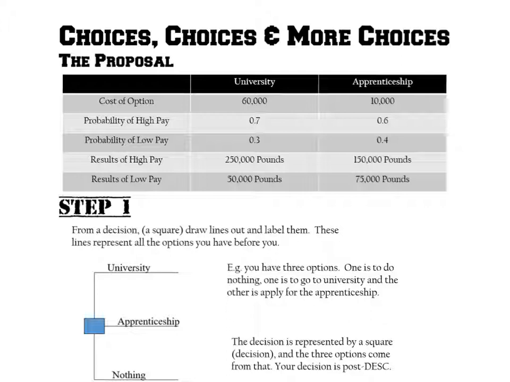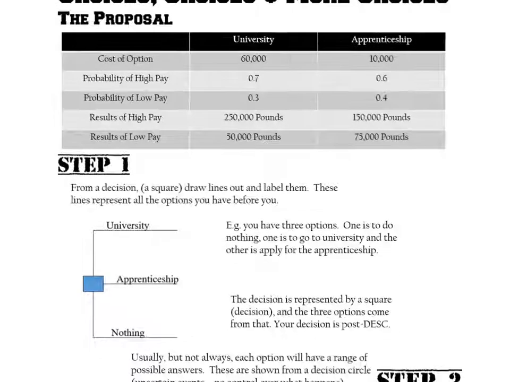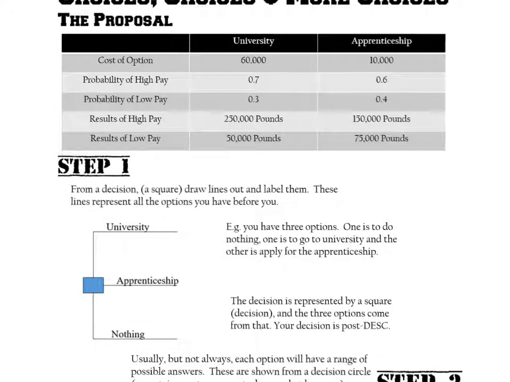Within most exam questions you'll be given data based on the possible decisions, and you'll have to create a decision tree from that. So if we think about step one to start off with. Step one, from a decision, and the decision is drawn as a square, as we can see here. From the square, it has different lines which head out to the possible options from this decision. So the decision is that you're leaving sixth form and you're going to be doing something after education. It could be university, it could be apprenticeship, or it could be to do nothing.